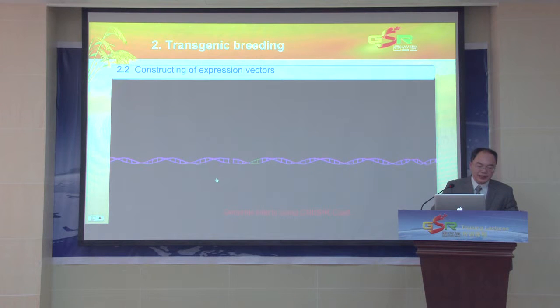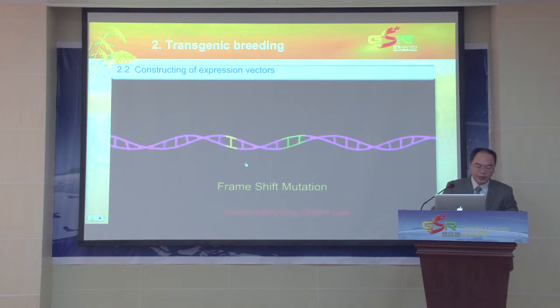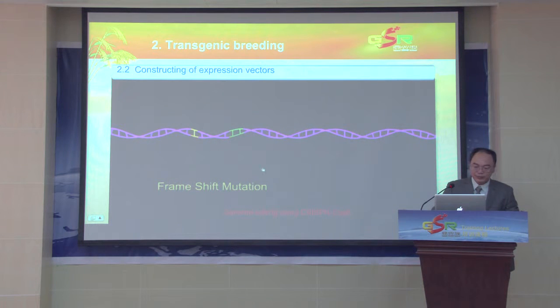And subsequently, the cell can repair the damage. It just sticks the two ends directly together, and during this process, mutations are often generated, such as frame shift mutations. So, this kind of frame shift mutation will lead to the gene expression stopping. And this allows scientists to use Cas9 to disrupt any genes of interest.